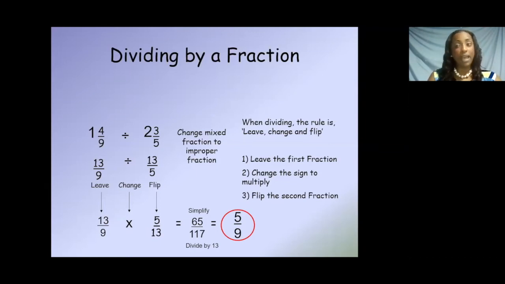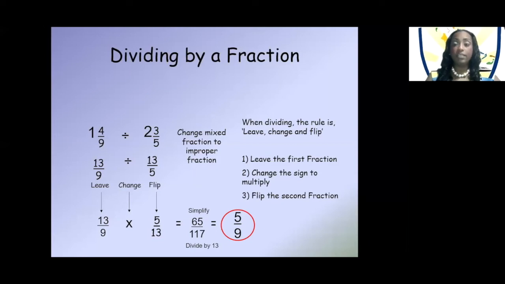Again, when multiplying fractions, what did we do? Good job. We multiplied our tops together. Then we multiplied our bottoms together. So 13 times 5 gives us 65. 9 times 13 is 117. Again, you want to ask yourself, is my problem completed? No, it's not, because I see where I can simplify that further. So we have 65 over 117.